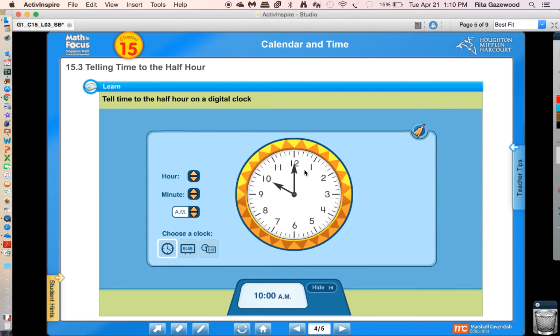Does your digital clock look like mine? Short hand pointing to the 10, long hand pointing to the 12. Good job. Let's go to the next problem.